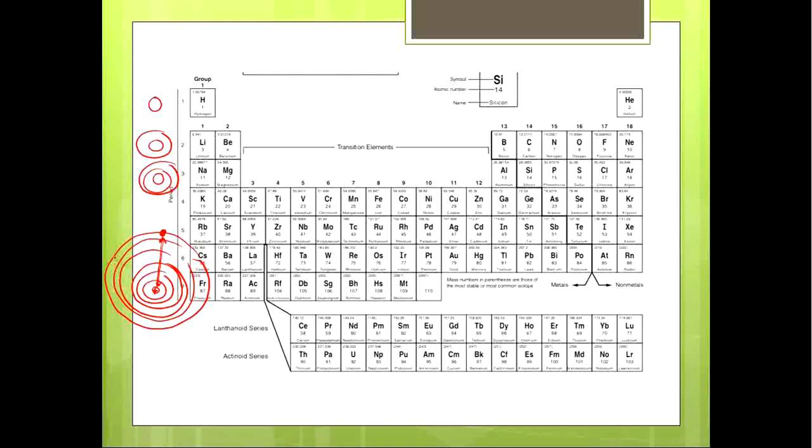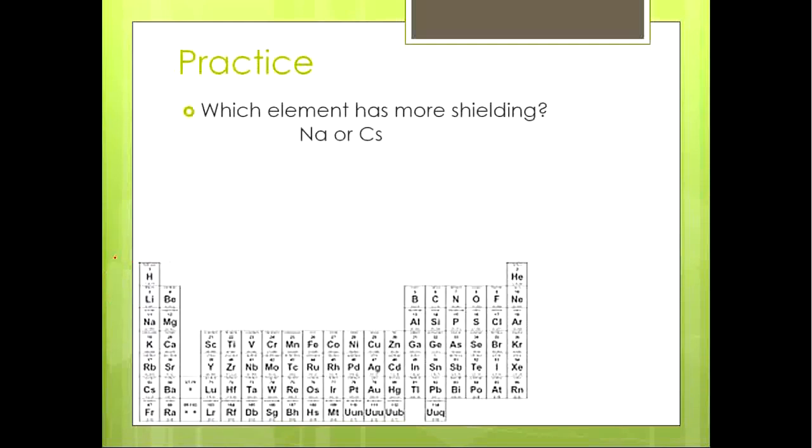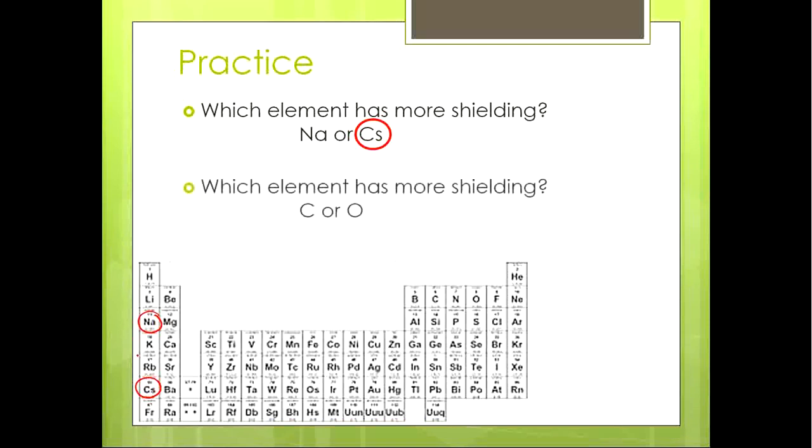Let's take a look at some example problems. Which element has more shielding, sodium or cesium? It's cesium. Why? Because cesium is further down the periodic table. Cesium is on the 6th energy level as opposed to sodium, which is on the 3rd energy level. Cesium has more shielding. Which element has more shielding, carbon or oxygen?